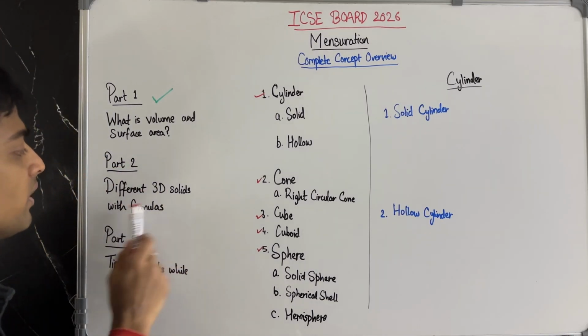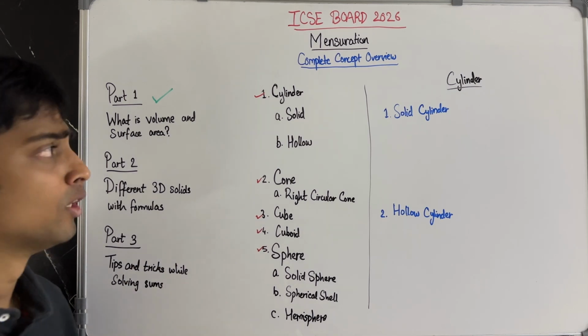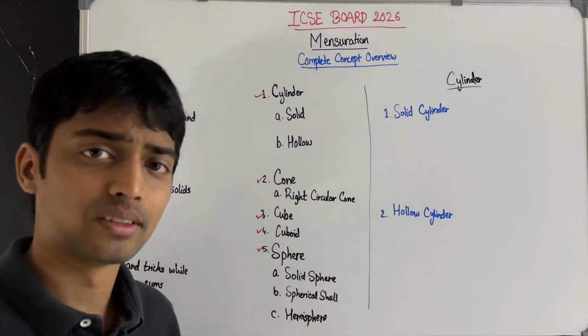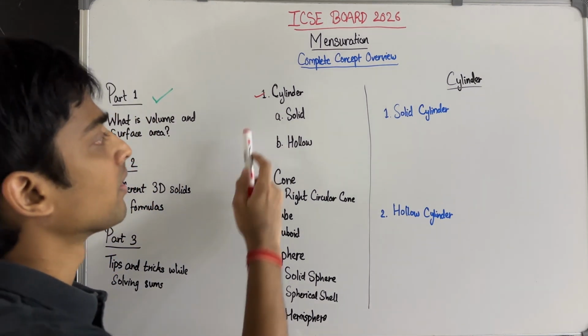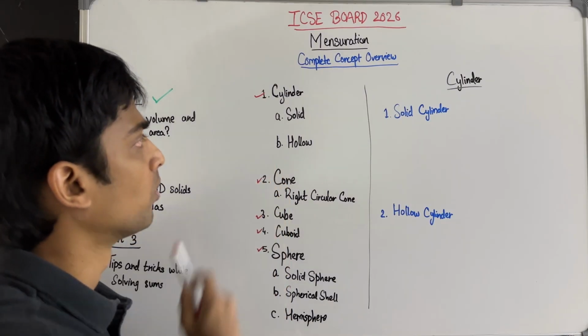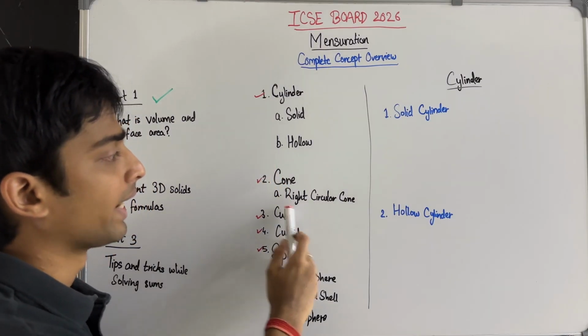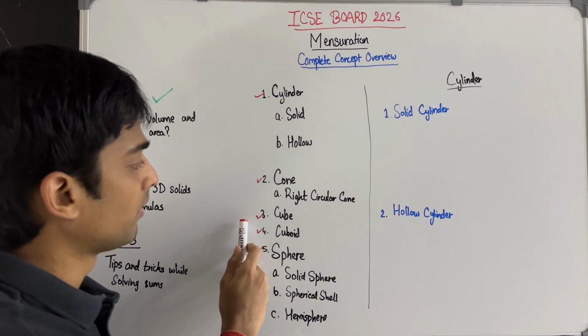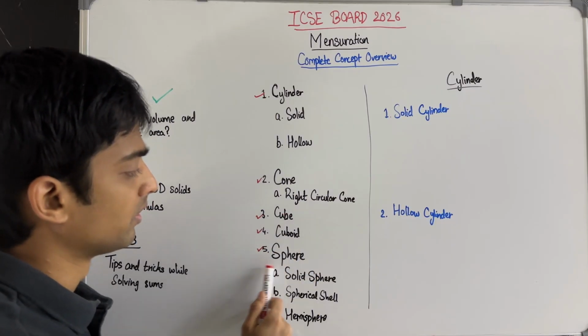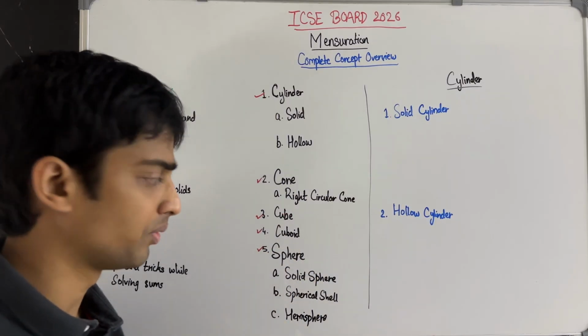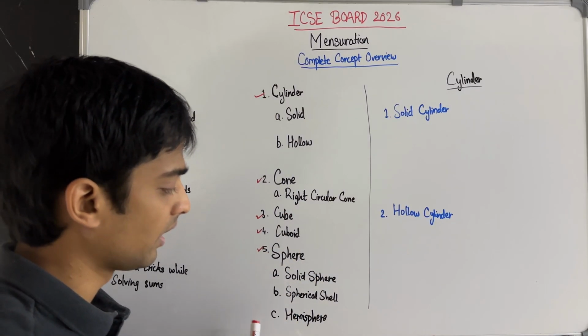Part 2 is different 3D solids with formulas. We will discuss all the 3D solids in the chapter. We have cylinder. There are two types, solid and hollow. We have cone, right circular cone. We have cube, cuboid, sphere. There are three types of sphere: solid sphere, spherical shell and hemisphere.